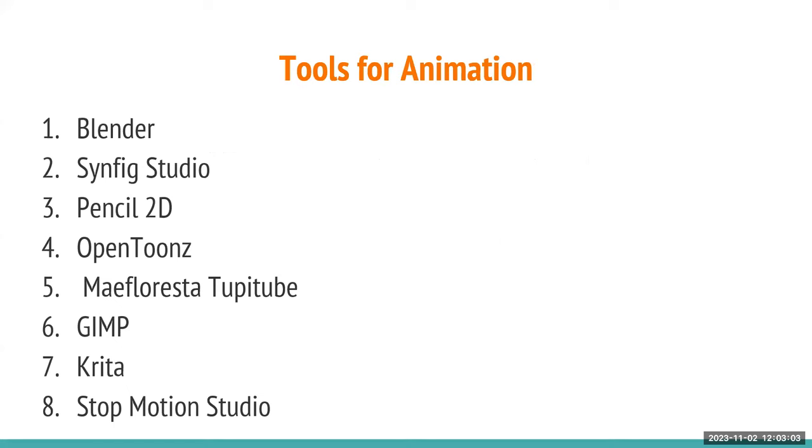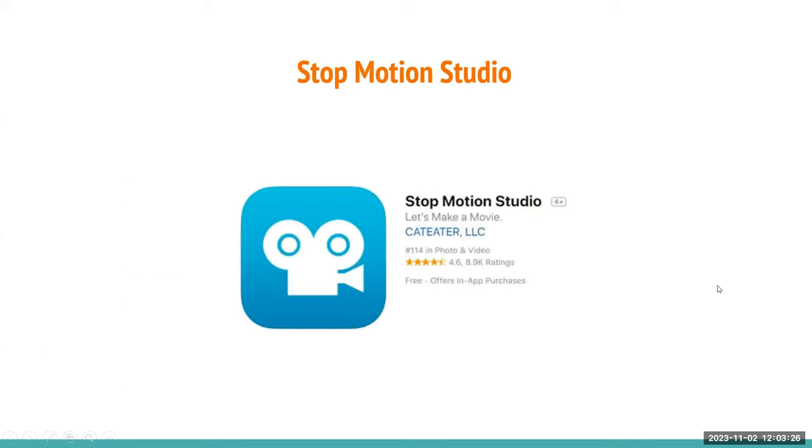Here you can see some free and open source tools to create this animation. Today we will use the Stop Motion Studio app. On the 8th number, you can see Stop Motion Studio. We will use this app to create animation. This is the logo. Just go to your Play Store or App Store and type Stop Motion Studio. This logo will appear. Download it on your mobile phone.